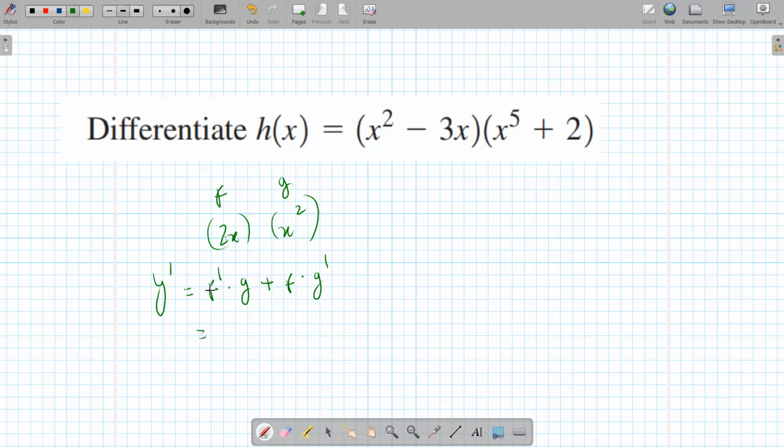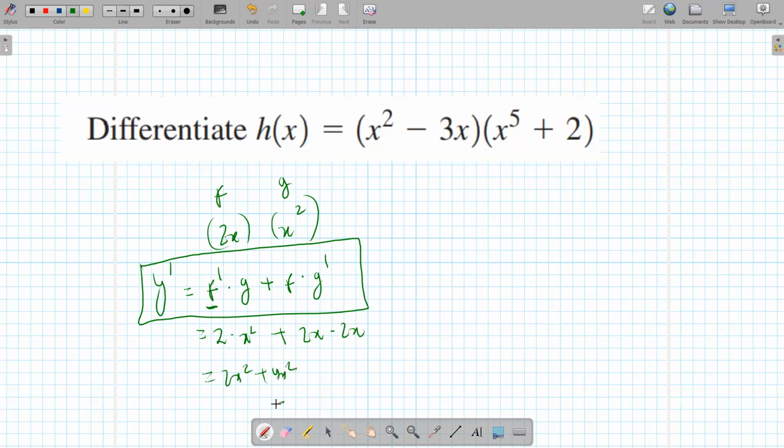So look at this. In this case, y prime, we're looking for, this is the formula for the product rule. What is f prime? If f is 2x, what's f prime? 2. Yeah, 2 times the second guy as it is, x squared, plus f as it is, 2x, times the derivative of g. What's the derivative of g? 2x. Yeah. So you get 2x squared plus 4x squared. The answer is 6x squared. So this is the product rule.